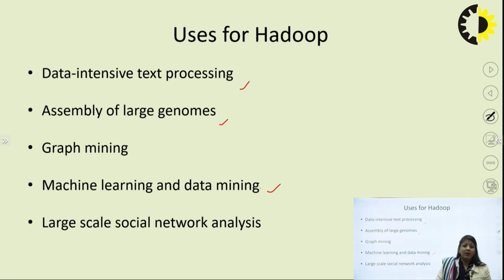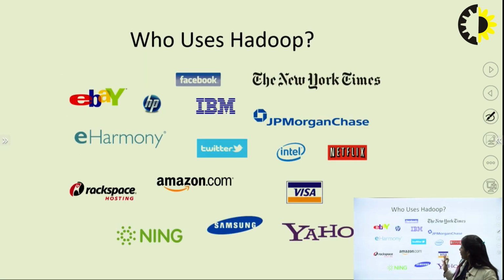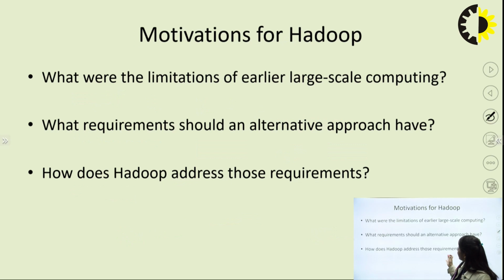So we have a large amount of data, so large storage of data is required. Large scale social network analysis like Facebook, Instagram, and all that. So these are all the uses of Hadoop. And who uses Hadoop? These are all the vendors which are going to use this service: Samsung, Yahoo, Netflix. So all these are the examples of users which have the need to manage their large amount of data over the network. So these are the Hadoop users.